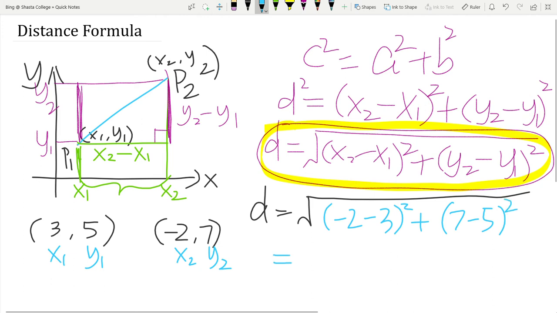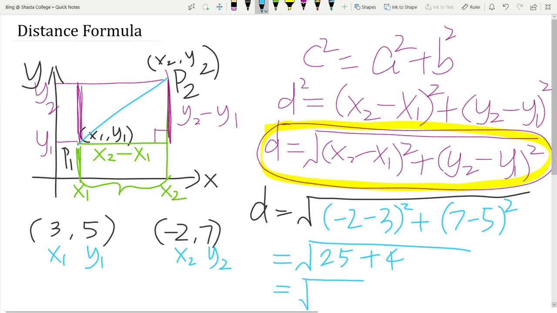Well, let's do the calculation. Square root of, so first is -5 squared, which is 25, plus 2 squared, 4. 25 plus 4, 29. So the answer is square root of 29. That means the distance between the 2 points 3, 5 and -2, 7 on the coordinate plane is square root of 29. And since 29 is a prime number, we can't simplify this square root of 29, and we'll just leave that as our answer.